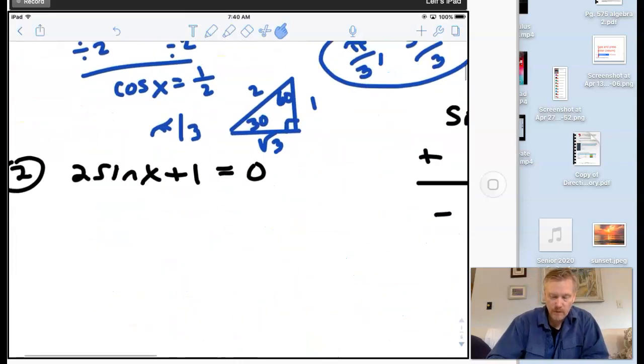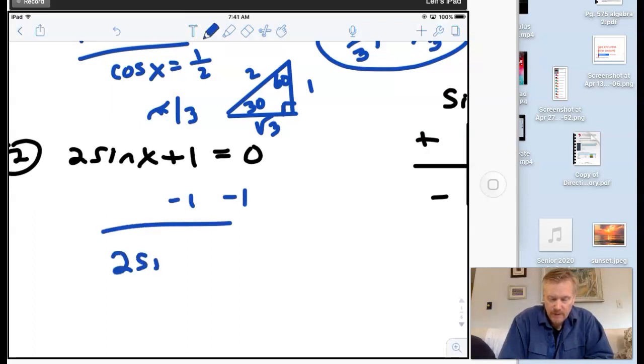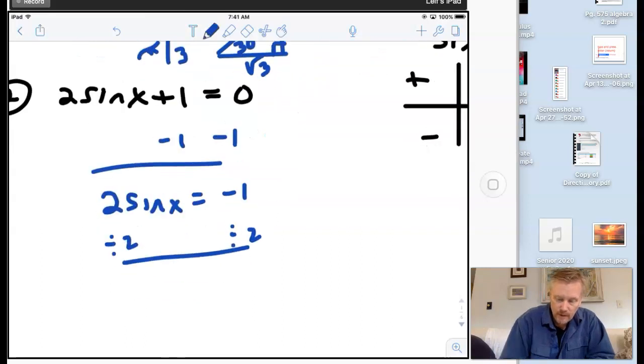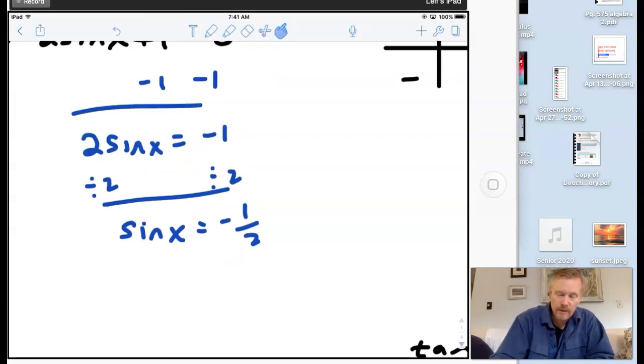Second problem, very similar to the first one. So I start out by subtracting 1 from both sides, and I got 2 times the sine of x equals negative 1. Next, I want to get the sine of x alone, so I'm dividing by 2. And I get sine of x equals negative 1 half. All right, so I need to find my reference angle here. Now, I'm going to forget the negative part for a minute.